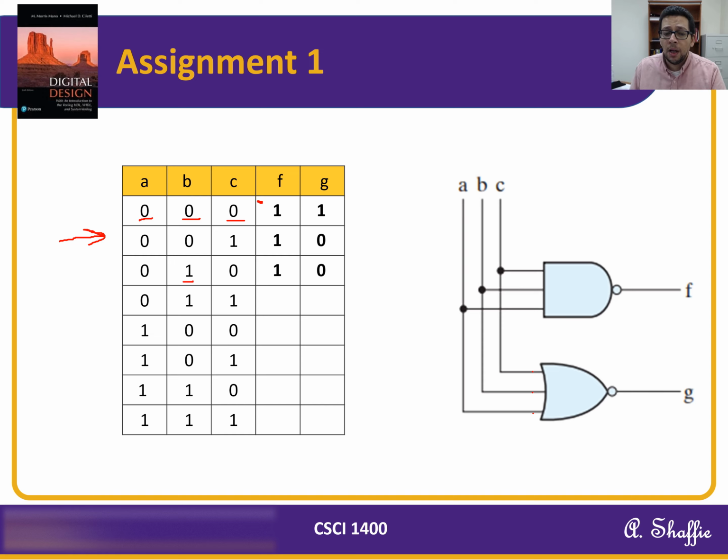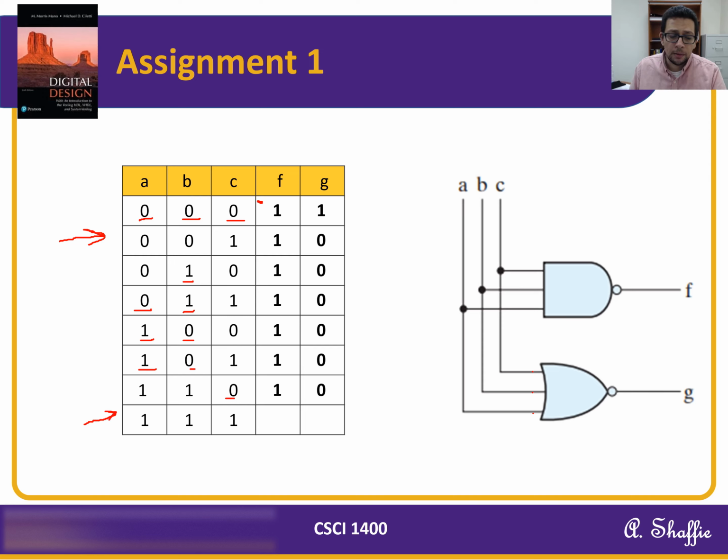And we'll keep going. I have zeros here, so the first one will be 1. I have 1, this should be 0. I have 0, this would be 1. I have 1, this should be 0. I have 0, this should be 1. I have 1, this should be 0.